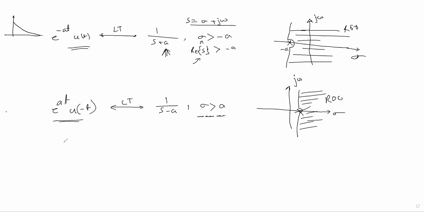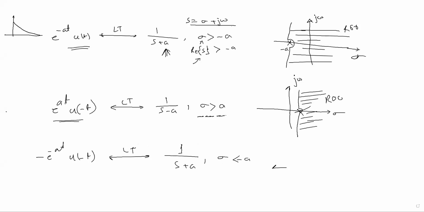Come to the next example. Like if another signal e to the power minus at u of t is there. Okay. Laplace transform of this is what? 1 by s plus a. Is that it? And what will be the condition for this when you are going to solve? You can find that sigma should be less than minus a.